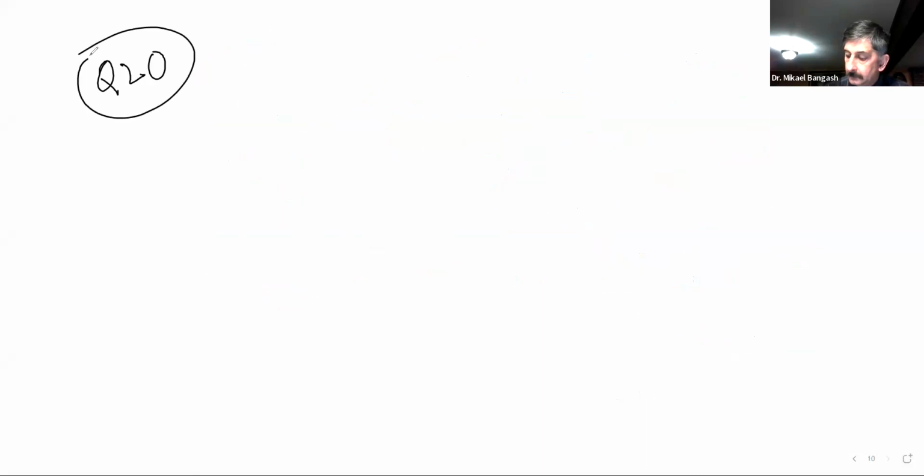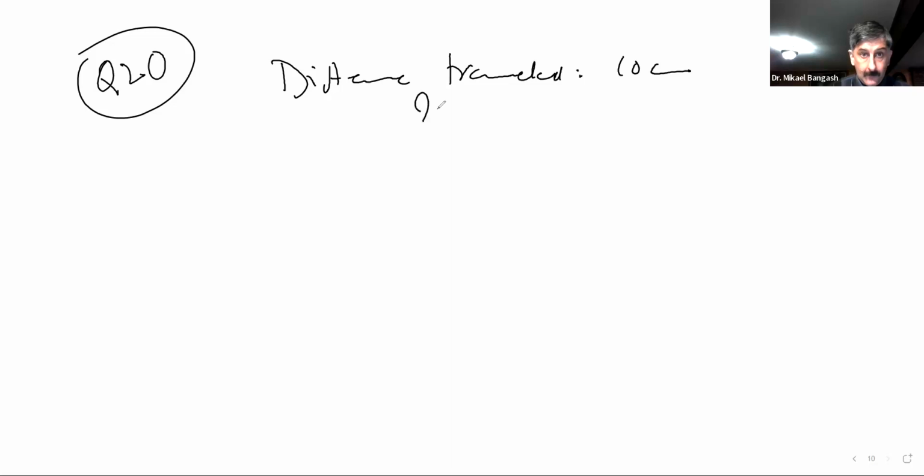Question 20. Now, a sound beam travels a total of 10 centimeters in 1 second. So it means that the distance traveled is 10 centimeters in, sorry, 2 seconds.